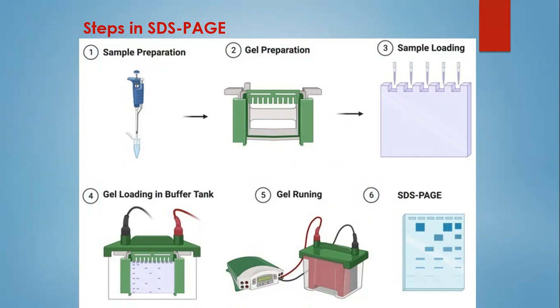First step is sample preparation. So first boil some water in a beaker, add 2-mercaptoethanol to the sample buffer, then place the buffer solution in a microcentrifuge tube and add the protein sample to it.